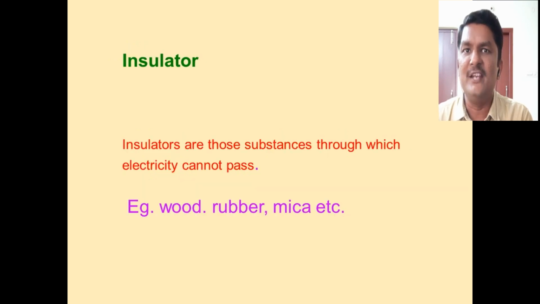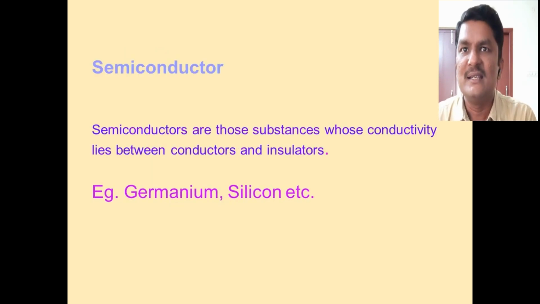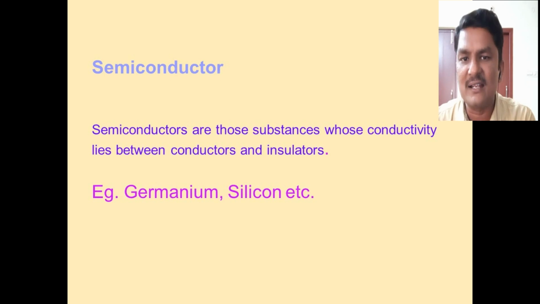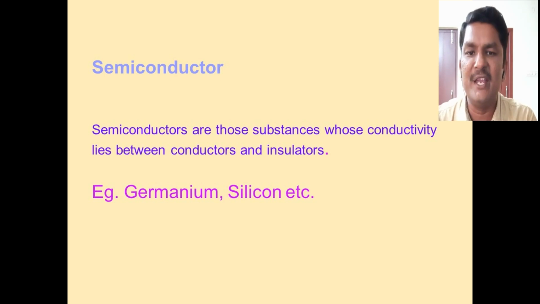Next one, insulator. Insulators are those substances through which electricity cannot pass. The best examples of insulators are wood, rubber, etc. These substances do not allow electric current through them. Next one is semiconductor. Semiconductors are those substances whose conductivity lies in between the conductivity of conductors and insulators, and germanium and silicon are the best examples of semiconductors.